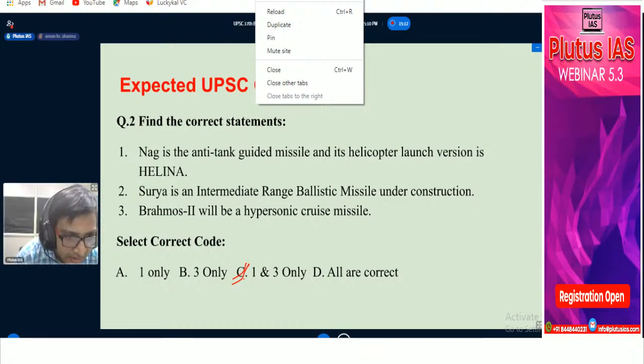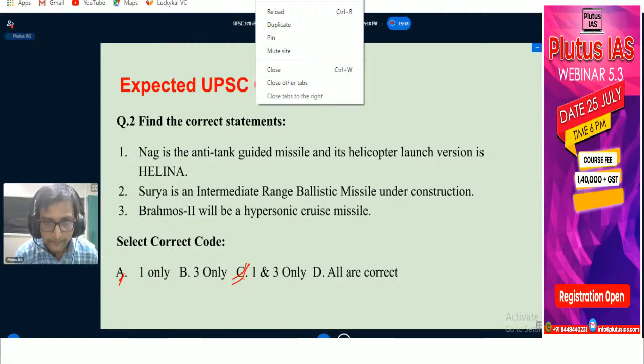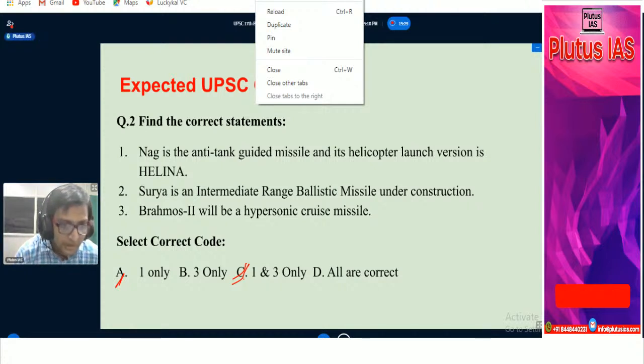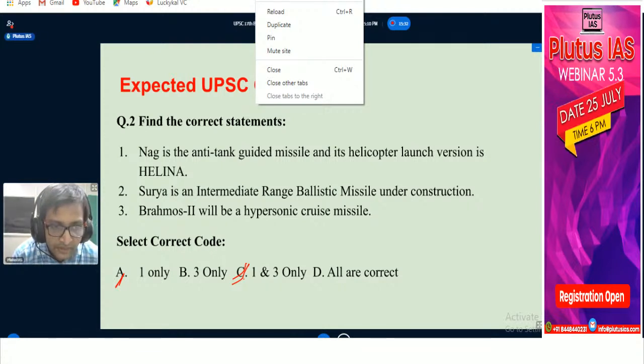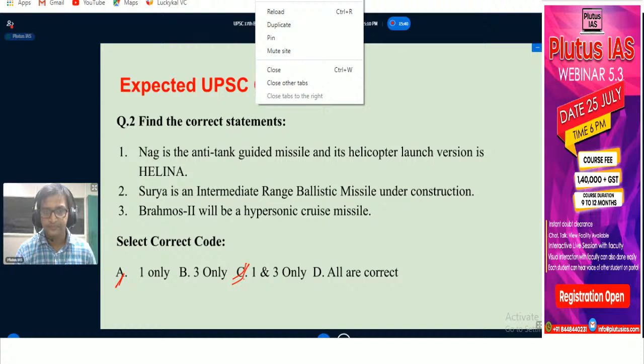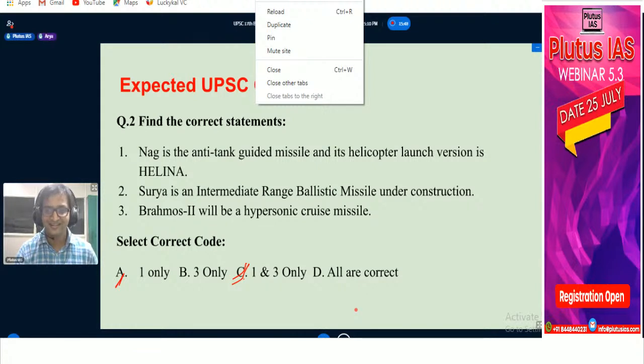Everyone is C. Anyone different from C? A. Okay. Anyone with D? No. So Arya, tell me why you have answered A, because rest all of you answered C, I think. Sir, because BrahMos is a ballistic missile. BrahMos is a ballistic missile? If I'm wrong. Okay, I'm wrong.